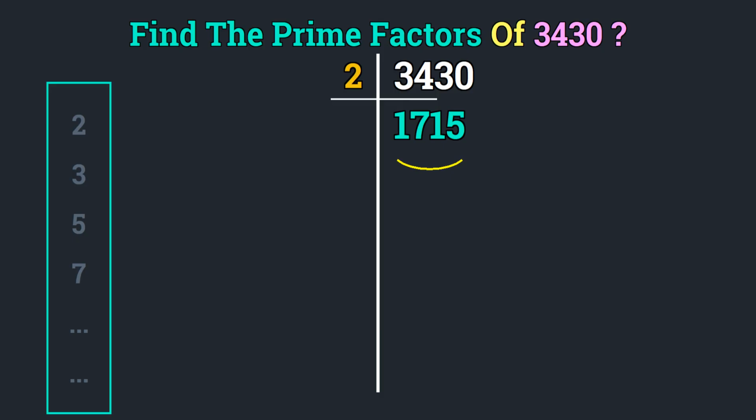Dividing 1715 by 2. The result is not integer. Since the result is not integer, so we will try to divide by the next number. Dividing 1715 by 3. The result is not integer. Since the result is not integer, so we will try to divide by the next number.